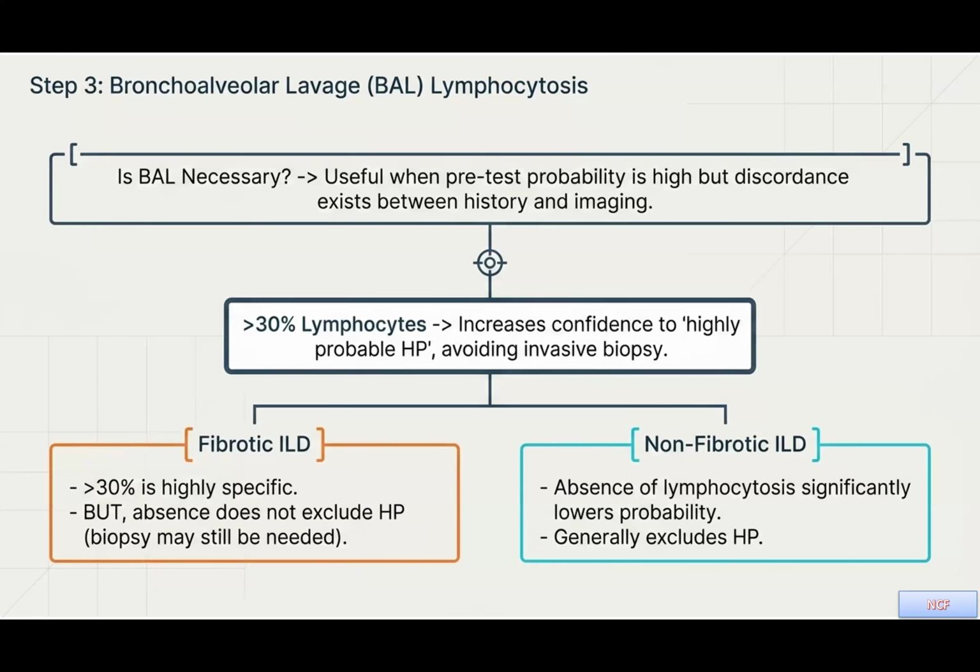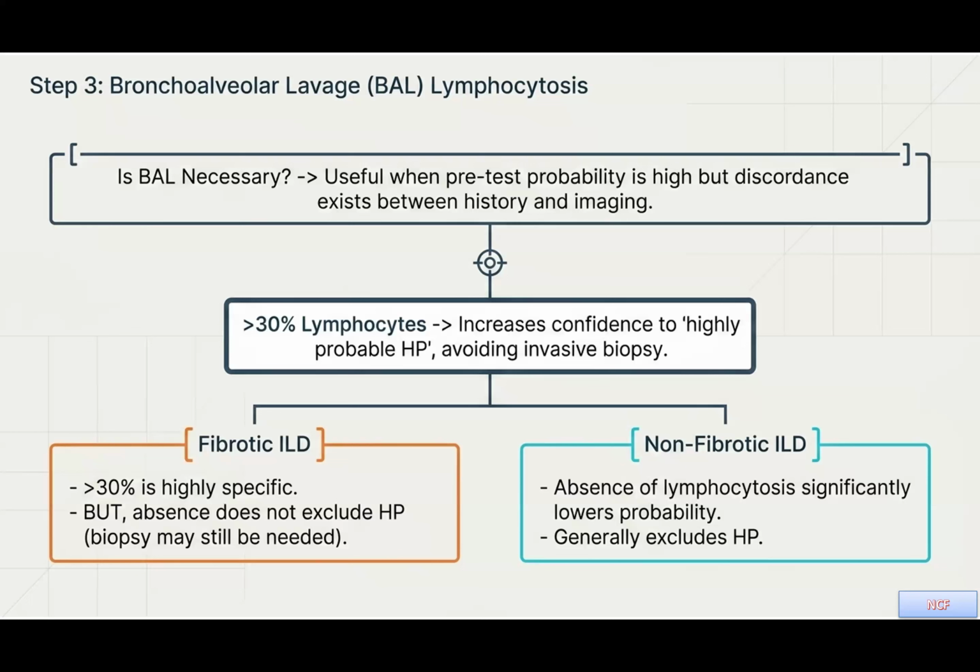It is useful when the pre-test probability is high, but discordance exists between history and imaging. It means that BAL is useful when there is a mismatch between the clinical history and imaging. A finding of more than 30% lymphocytes increases the confidence in a highly probable HP diagnosis. So you do a BAL when there is a mismatch between the clinical history and imaging, and if you find more than 30% lymphocytes in the lavage, it significantly increases our confidence that it's a highly probable HP diagnosis, and it may help us avoid an invasive biopsy.